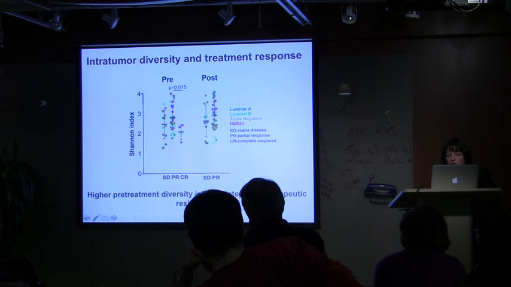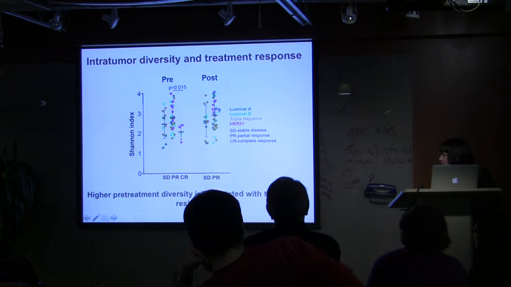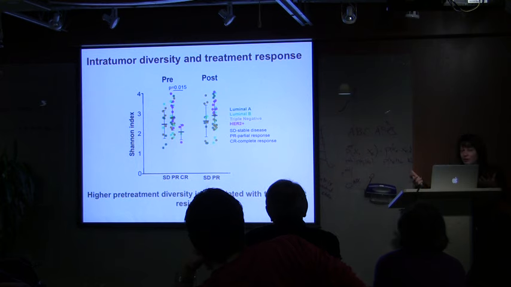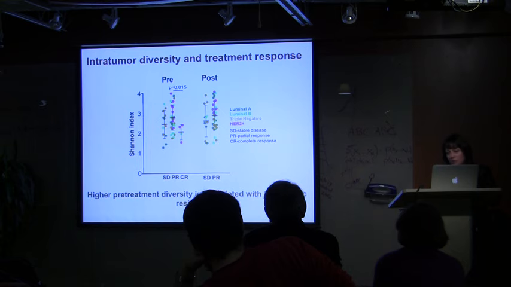And for the ones who didn't respond, the diversity remained about the same or even increased a little for the HER2 positive cases. So this shows that if we look at a patient's tumor and see high diversity, that predicts that the patient is less likely to respond to treatment, probably any kind of treatment. Again, it makes sense. If you have a very diverse cell population, there is always a probability of a cancer cell that is not likely to respond.